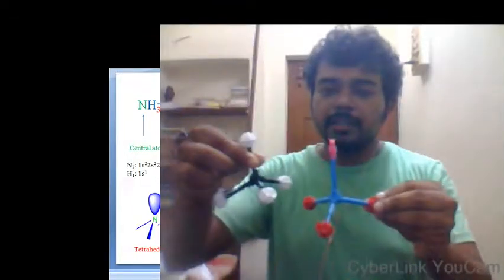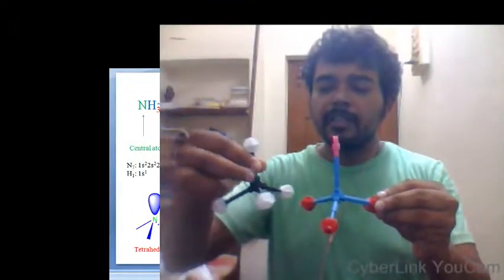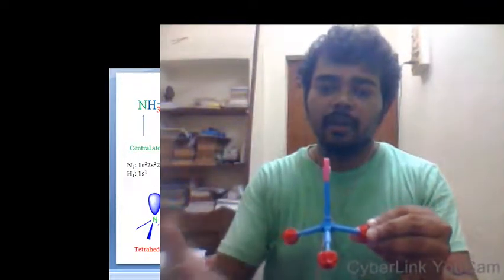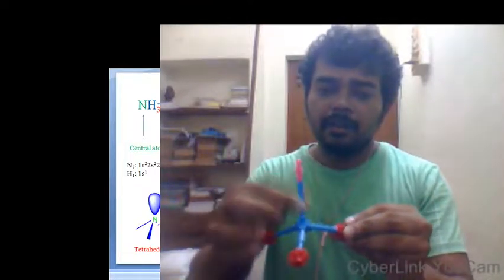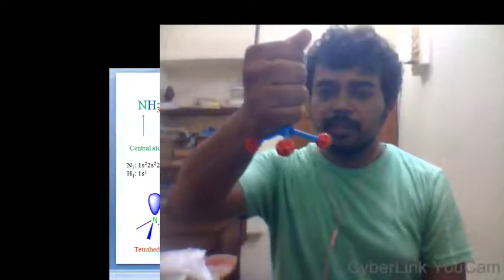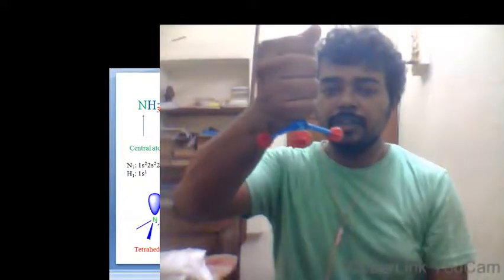This is a methane-like molecule, but this flat portion we cannot observe because it is the lone pair, and the lone pair is only electron density, it is not any of the atoms, so we cannot observe this area. That's why we observe only this area, so it looks like a pyramidal structure.